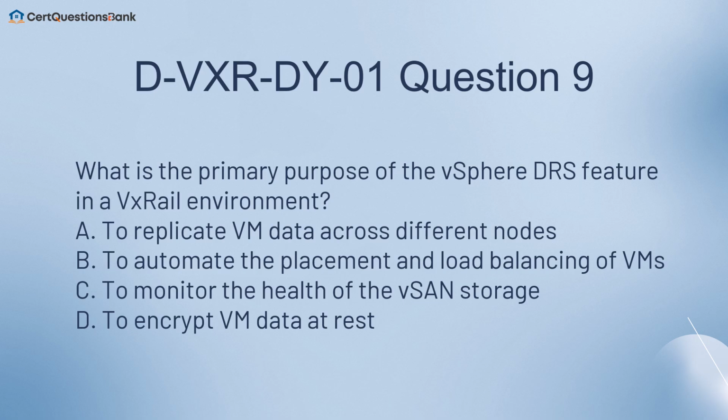What is the primary purpose of the vSphere DRS feature in a VxRail environment? A. To replicate VM data across different nodes. B. To automate the placement and load balancing of VMs. C. To monitor the health of the vSAN storage. D. To encrypt VM data at rest.